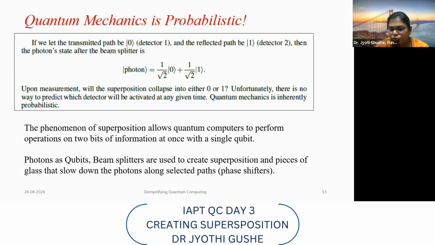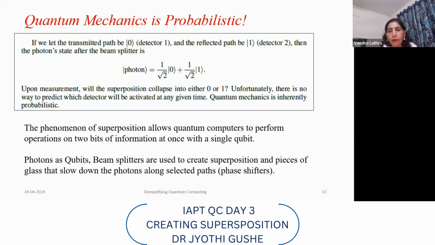Another experiment that you will learn tomorrow is Stern-Gerlach experiment that we use for electron, and we will talk of electron spins, spin up and spin down. So again, electron in spin up with 50% chance, spin down with 50% chance. So beam splitters are basically used for getting the superposition, to create superposition.